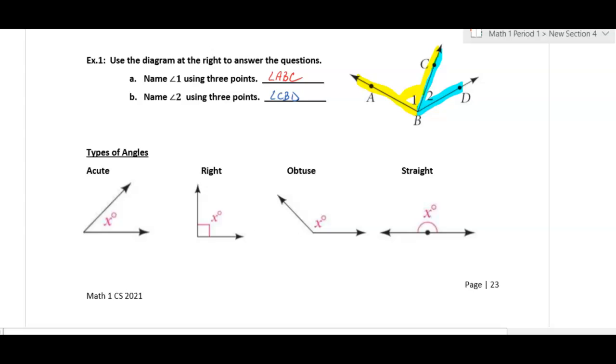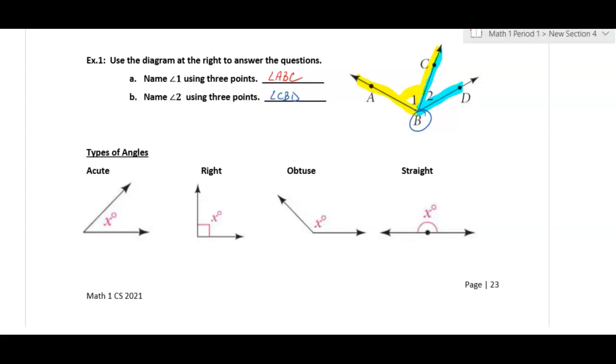Now remember, I can name those backwards too. Like for the first one, I could name CBA. I can name this one angle DBC. The key is both of them have a vertex at B, and you must name it with the vertex in the middle.